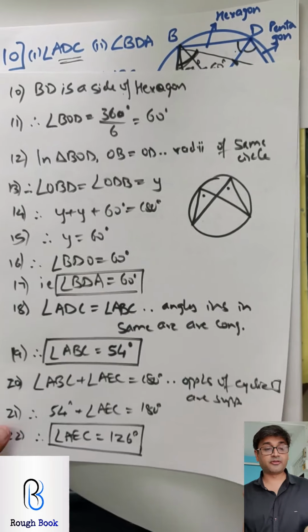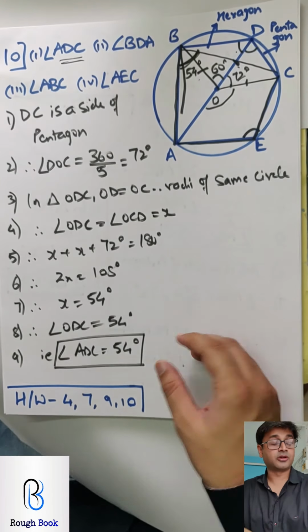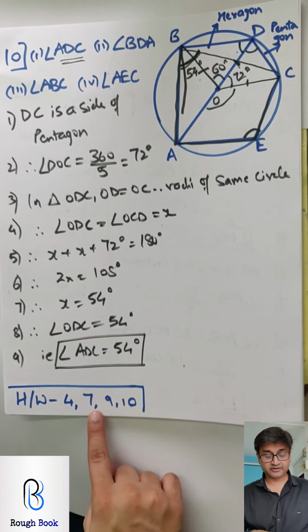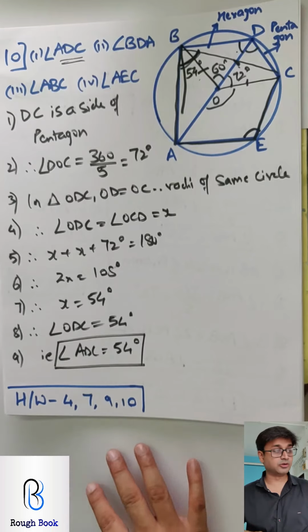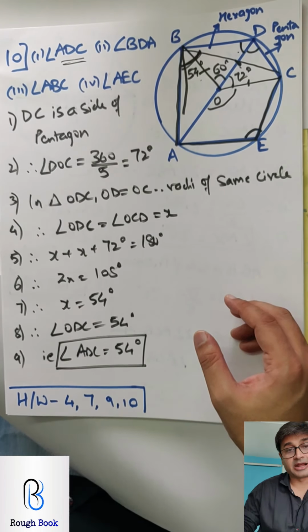Interesting? Yeah, these type of sums you will see in the prelims mostly. Very interesting chapter, very important chapter. Homework, sum number 4, 7, 9 and 10. I am not giving you any new sums. Same sums I am asking you to repeat so that you get a better practice on them.